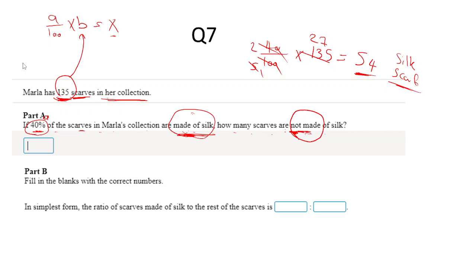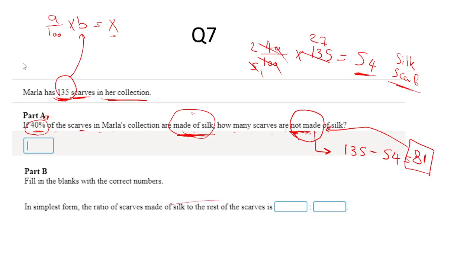So that means I will say 135 minus 54, which equals 81. So 81 scarves are not made of silk. Okay?